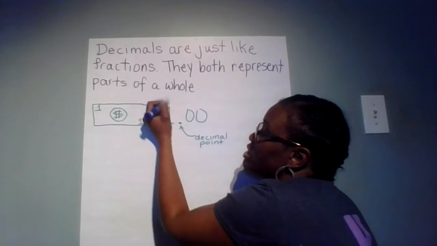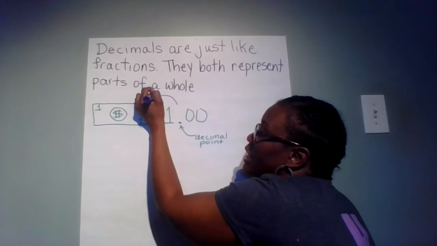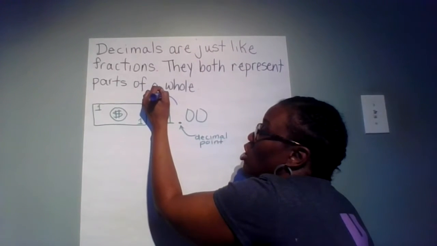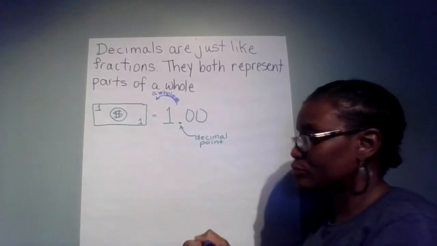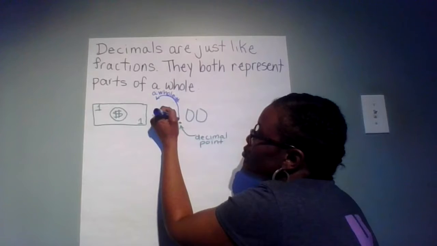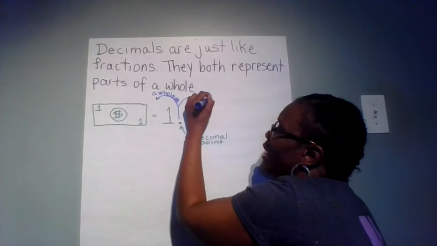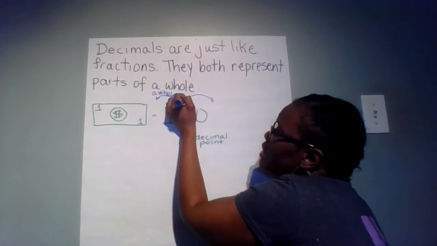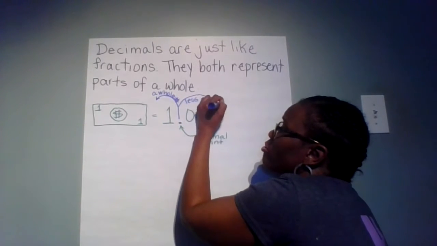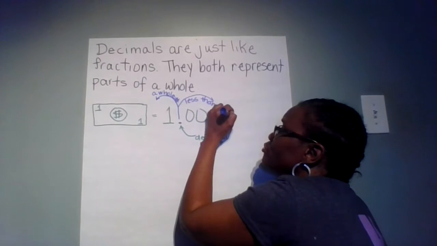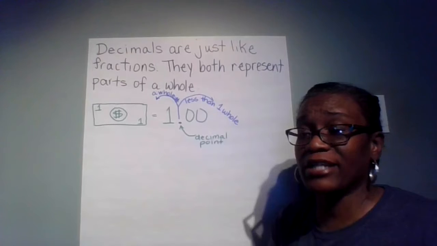So I'm going to put this in. Anything to the left, it represents a whole number. And anything to the right is less than one whole. And that's just like our fractions.